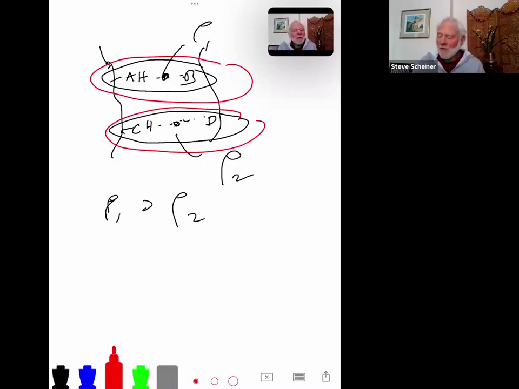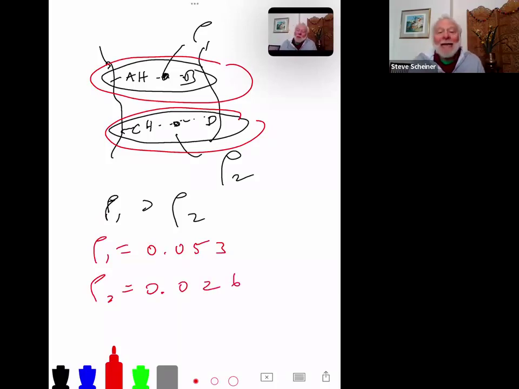I can quantify that. If, let's say, rho 1 is 0.053 and rho 2 is 0.026, I could say with some certainty that the first hydrogen bond is roughly twice as strong as the second.